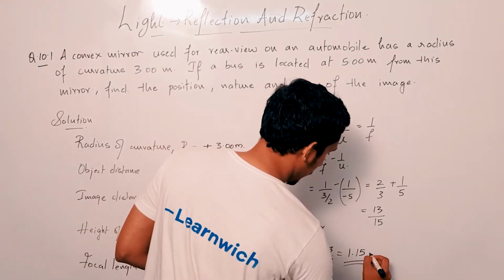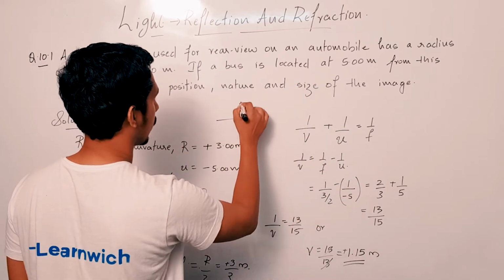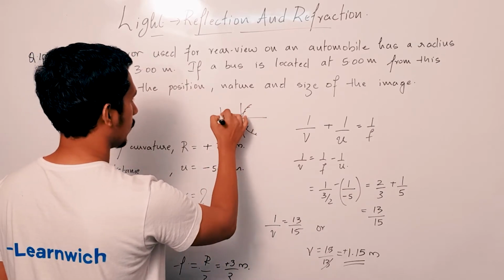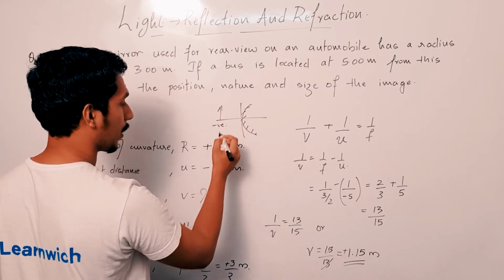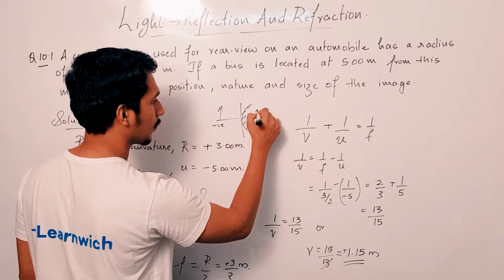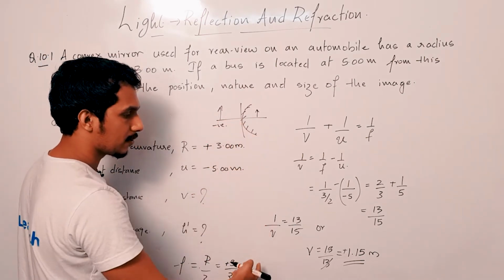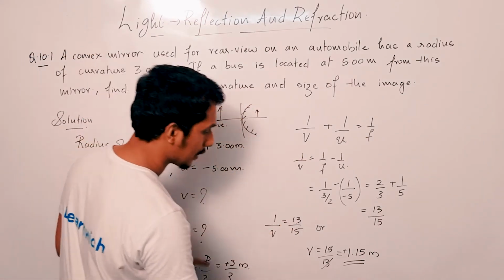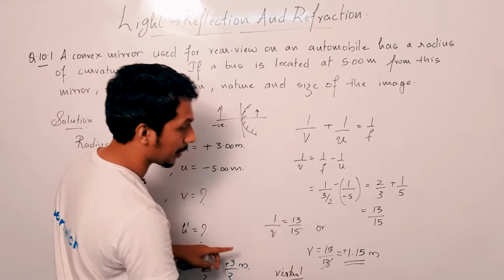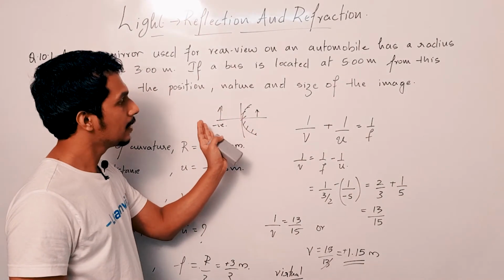So v is 1.15 meter. It is positive, which means, in case of a convex mirror, the object is on the left side, but the image is a positive value. It is somewhere here, on the right side, so it is behind the mirror. So when they ask you the nature, it is virtual. It's a virtual image because it is on the right side of the mirror, which is behind the mirror. In case of a convex mirror, it is behind the mirror.